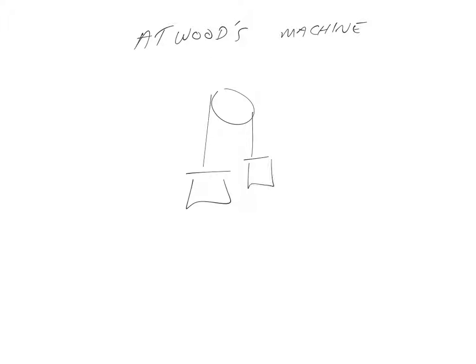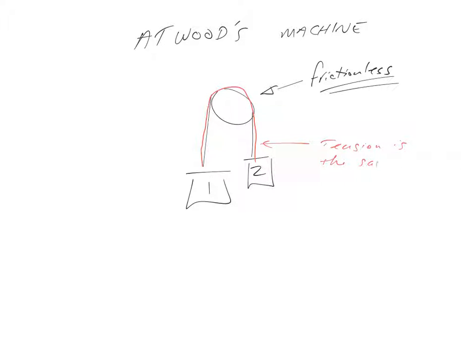It has two masses. This pulley is oftentimes considered to be frictionless. That means that the tension everywhere along this rope is the same. Well, it's the same magnitude, so I should correct that. The same magnitude.